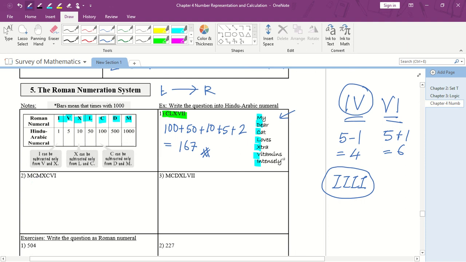Okay, let's look at this one. Here it says MCM.